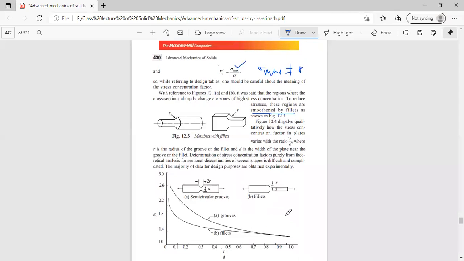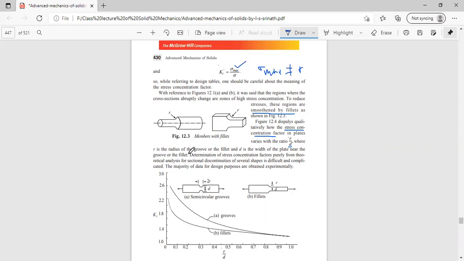The next figure displays qualitatively how the stress concentration factor in the plate varies with the ratio R by D. This is shown in this particular graph, where R is the radius of the groove or the fillet, not exactly the radius which I have shown here, and D is the width of the plate near the groove or the fillet itself.